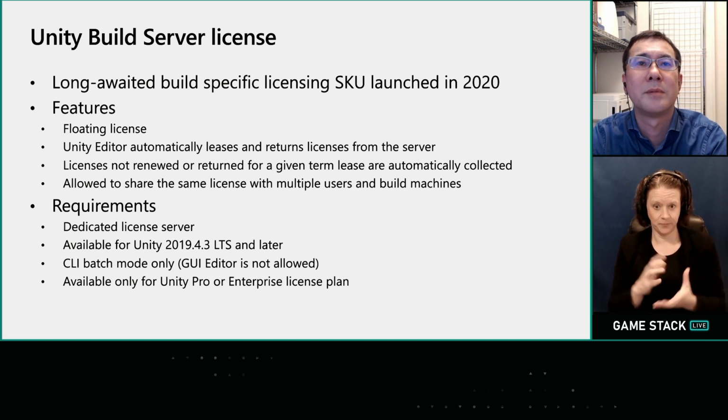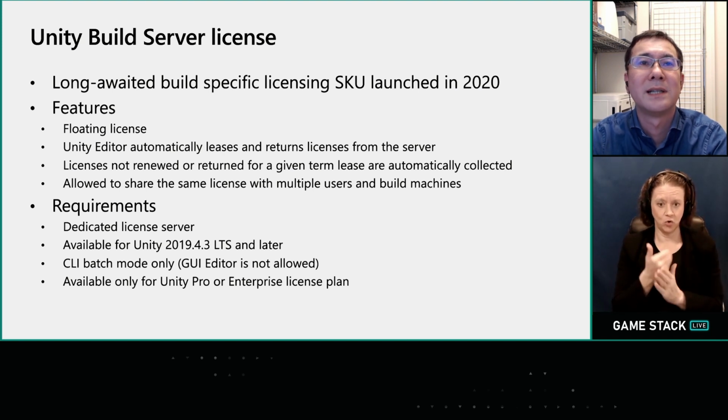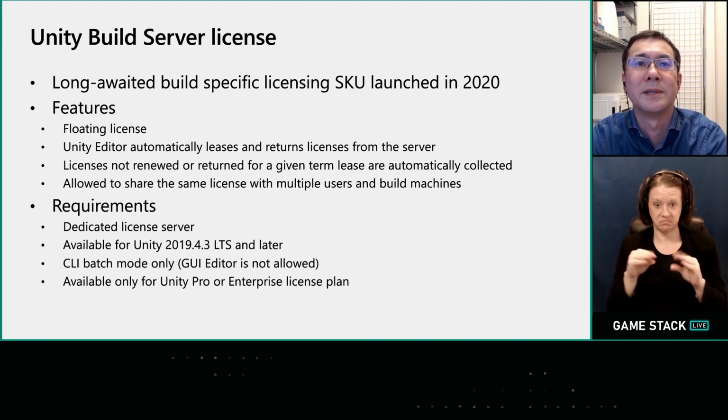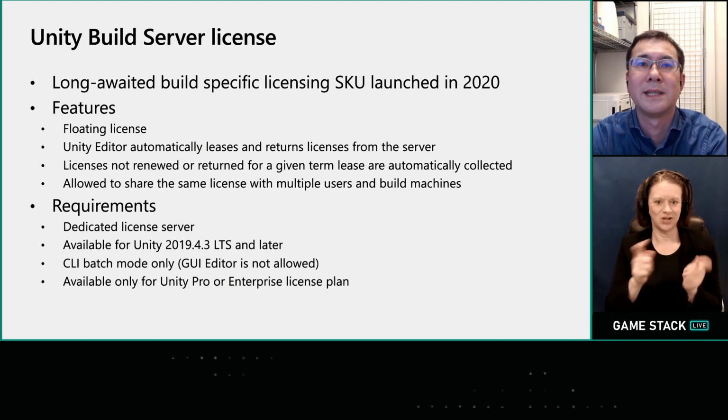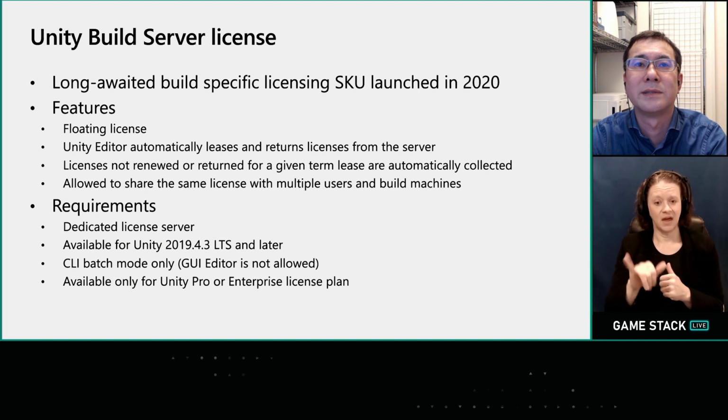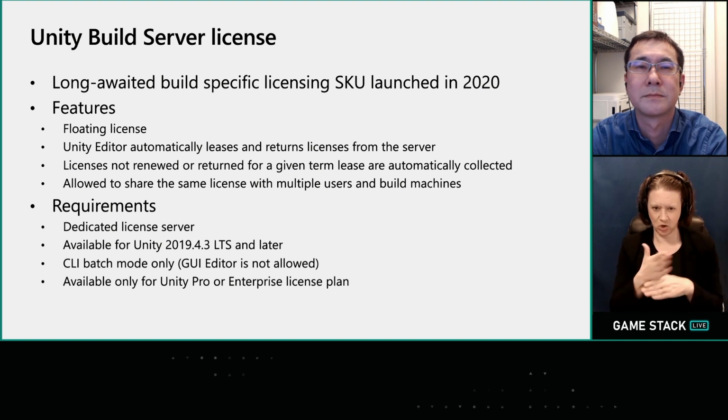To solve the problems, Unity developed and launched a new licensing product last year. That is Unity Build Server. It's a really long-awaited license product for build servers. It's a real game changer. It features floating license. Multiple servers and users can share the same license, and it's automatically and correctly managed.